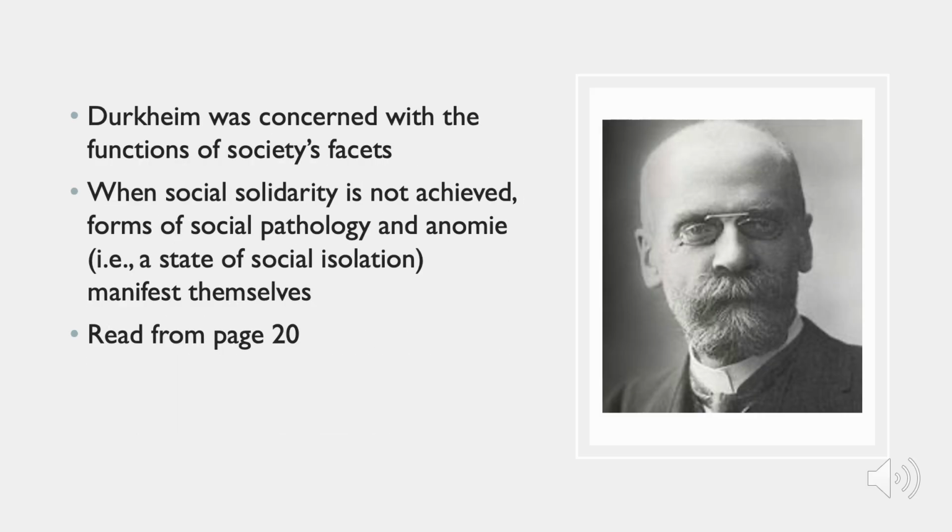Durkheim was concerned with the functions of society's facets, meaning understanding the purpose these facets serve, the needs that social structures satisfy. He made the case that when social solidarity is not achieved, forms of social pathology and anomie, that being a state of social isolation, manifest themselves. Anomie, Durkheim used in his theory of why people commit suicide as well as why people commit crime.